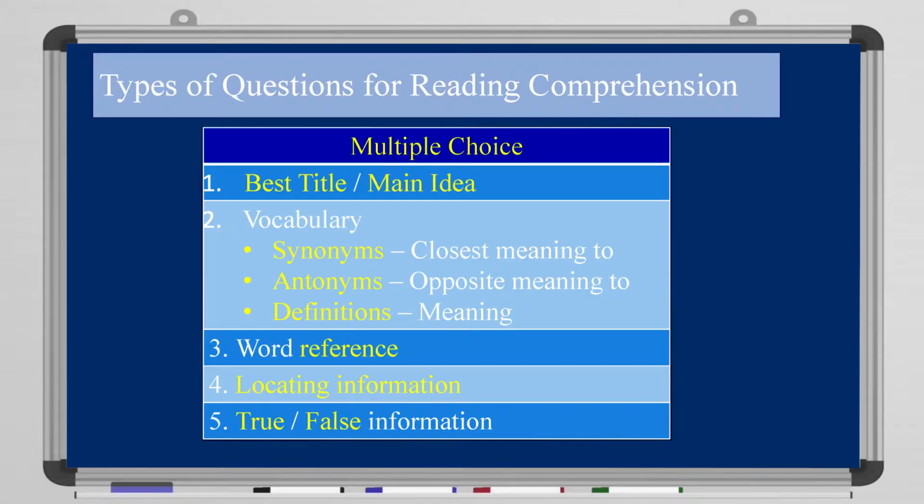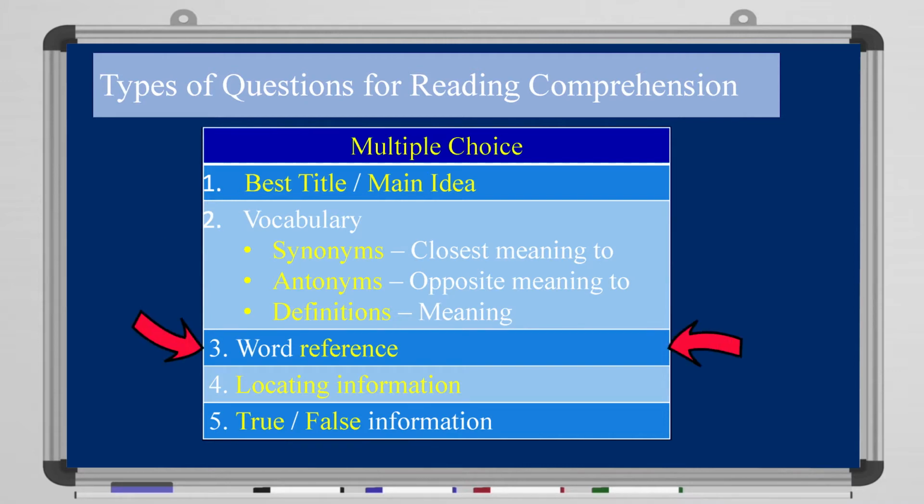So, the types of questions for reading comprehension are as follows. For the multiple choice questions, we have different types of questions. First, we have the main idea or best title. So, choose, it's either this or that. Number 2, the vocabulary. We have synonyms, antonyms, or definitions. Synonyms means closest in meaning. Antonyms means opposite of meaning. Definitions mean the meaning itself.